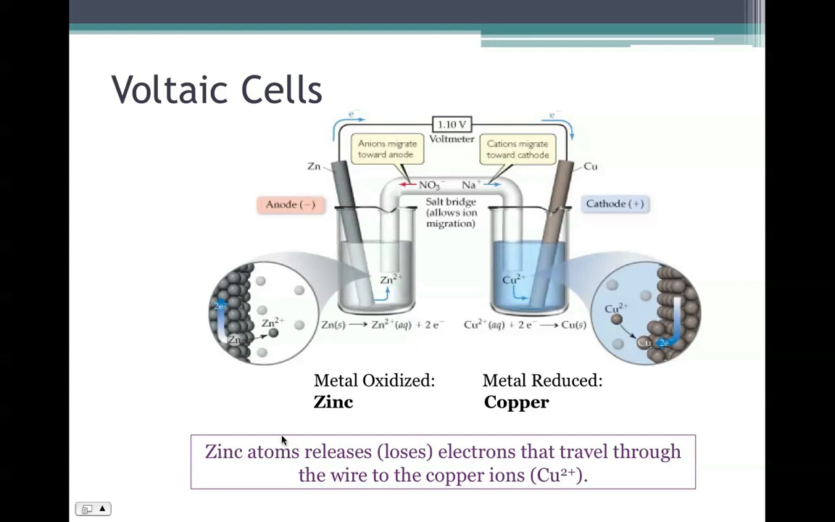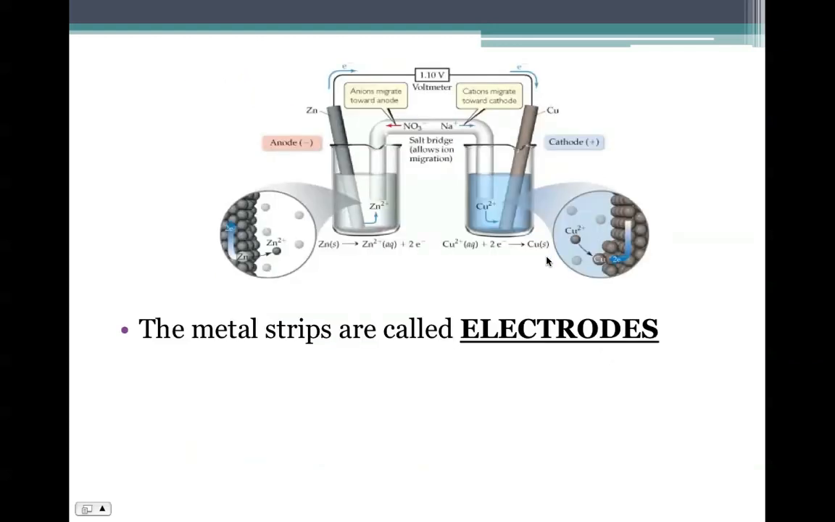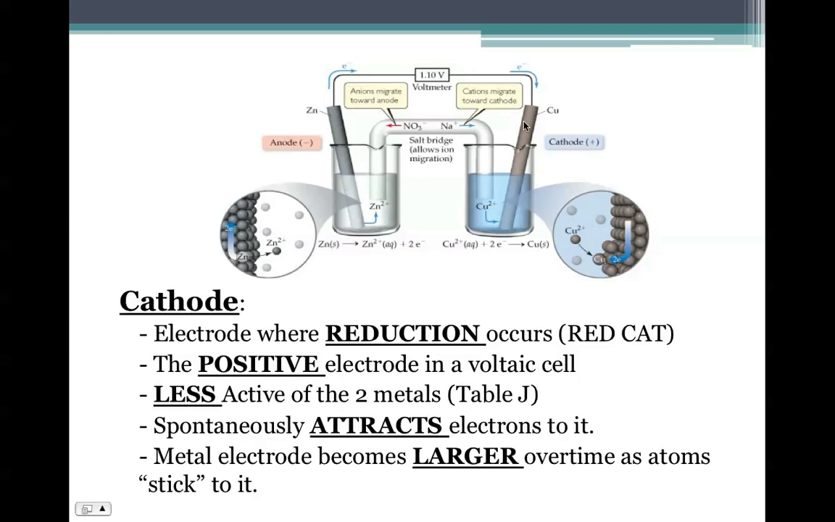So what happens is zinc is going to be losing electrons. Those electrons are going to travel through the wire and arrive at the copper electrode, thus combining with the copper ions. Let's talk a little bit more about the working parts. Those metal strips are called electrodes. So this bar of zinc is an electrode, and the copper on the right is an electrode. Now, where we have copper right now, that's called our cathode. That's where reduction is occurring.